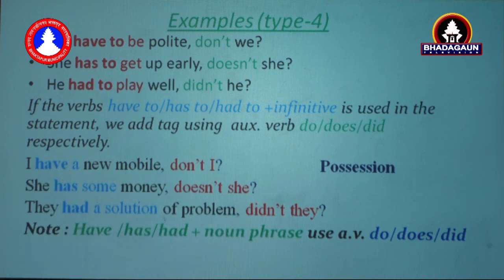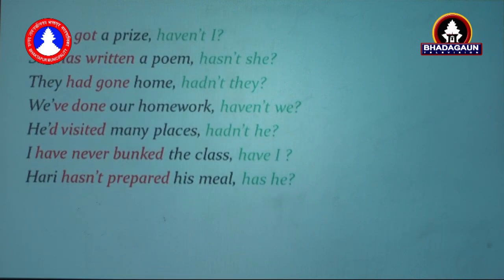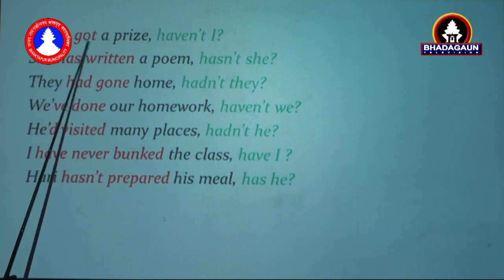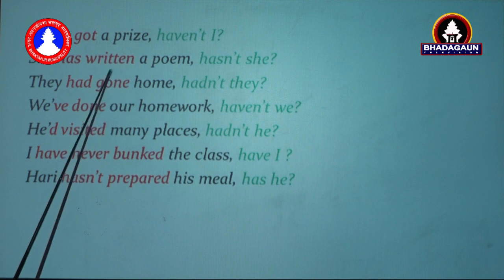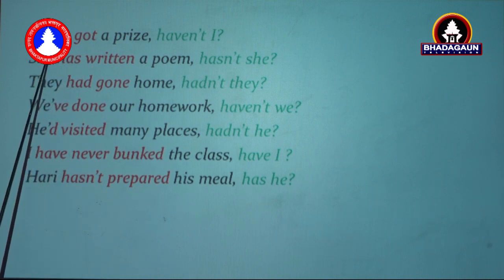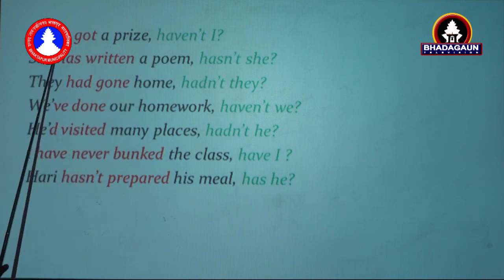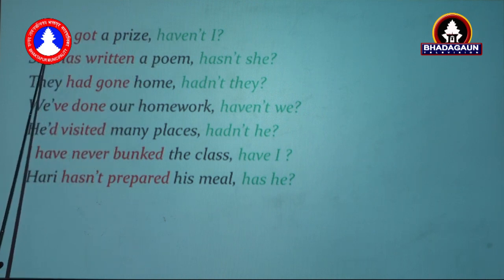But these examples are a bit different. Here have, has, had, the same words are used, but after that we can see the verb 3. Got, written, gone, done, visited, bunked, prepared. So if verb 3 is there, they are considered auxiliary verbs, so you can use the same auxiliary verb here. So, I have got a prize. Verb 3 is there, that's why you use the same auxiliary verb.